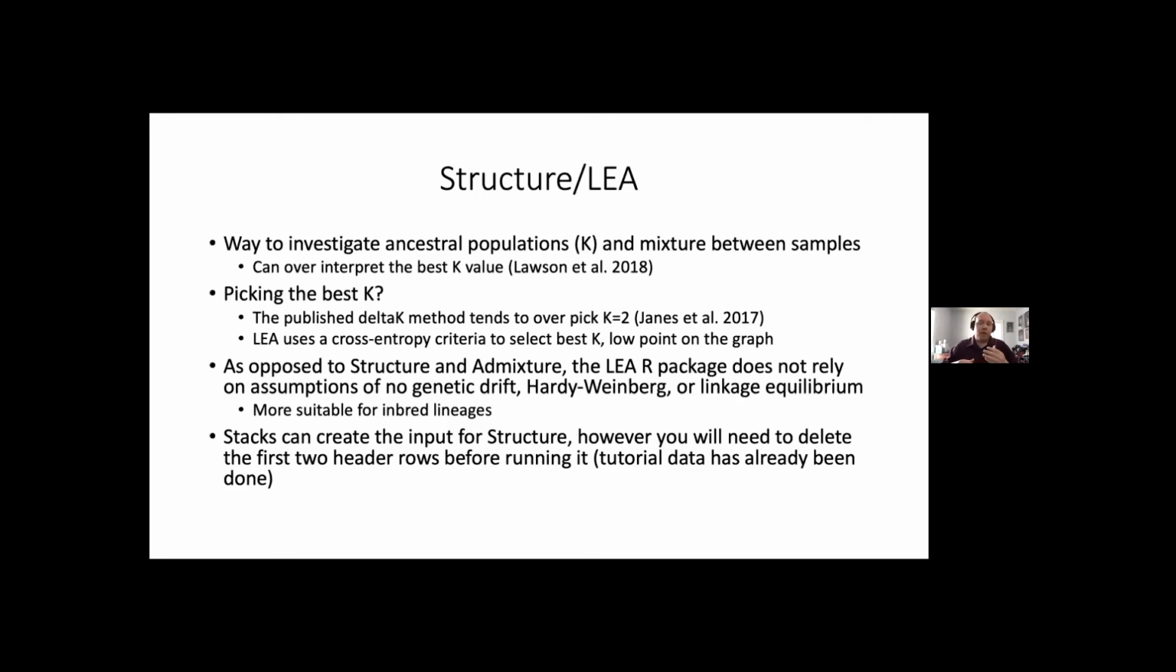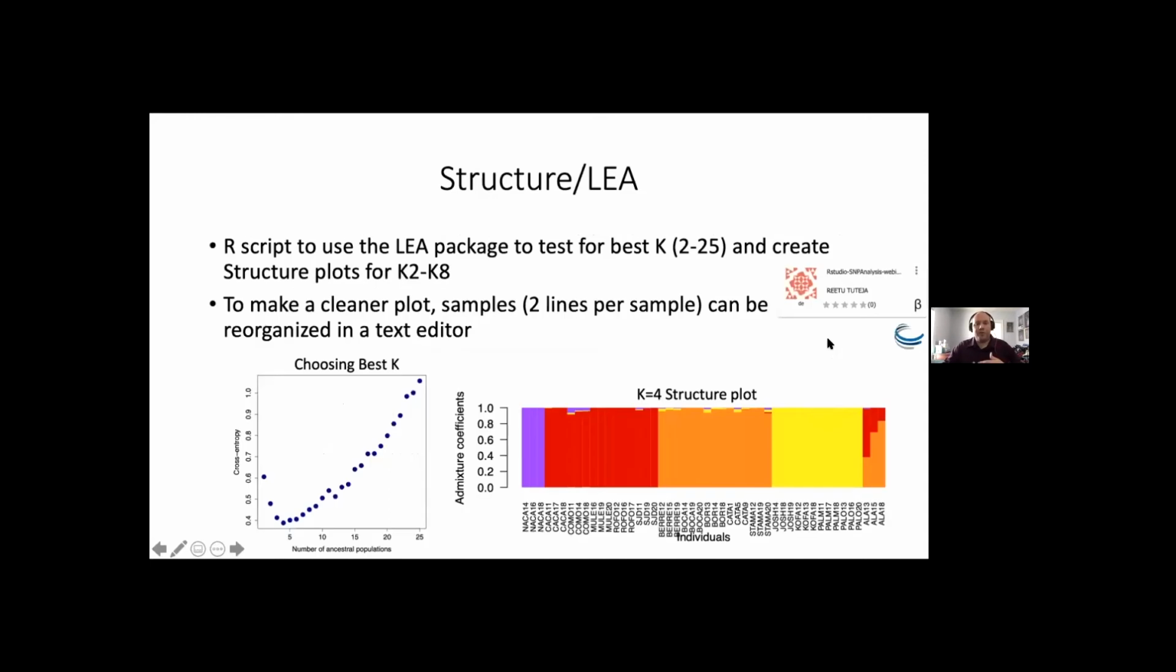However, for the file created by Stacks, we need to delete the first 2 rows of the header in this file. This is mentioned more in the tutorial and it's already been done. Otherwise, the program has trouble reading it. But when you run this R script, again in RStudio, it's going to test for the best K from 2 to 25. So again, for this cross entropy graph, we want that low point. So that's a K equals 4.